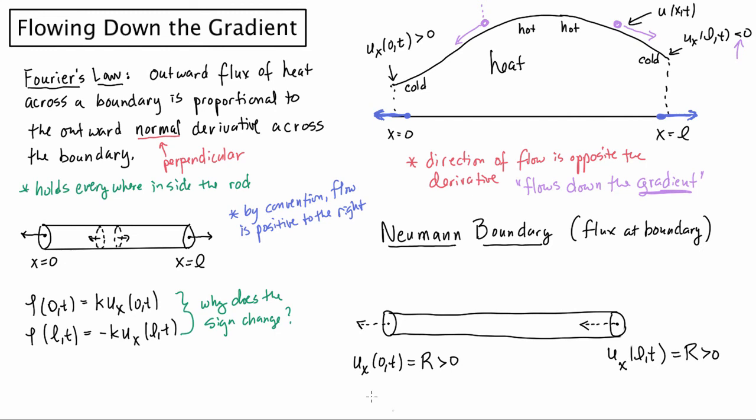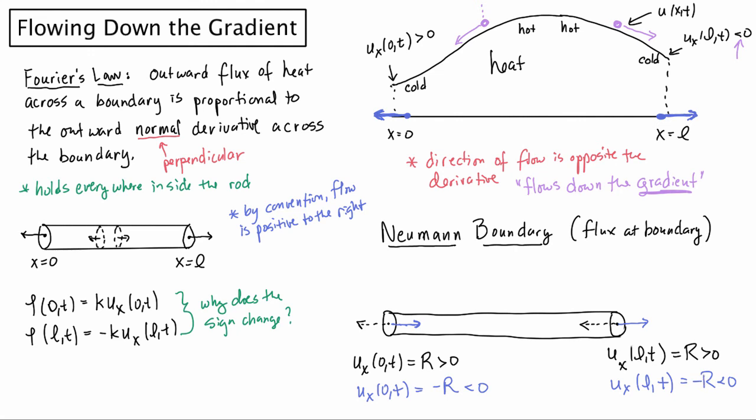If I wanted to specify flow in the opposite direction, then what I might say is u_x(0,t) is equal to, let's say, negative r. And so if that's less than 0, so if we have a negative derivative here, then the flow is opposite of that direction. So this would be inward flow on the left side, and it would be outward flow on the right side. Once again, if I did u_x(L,t) = negative r, which is less than 0.